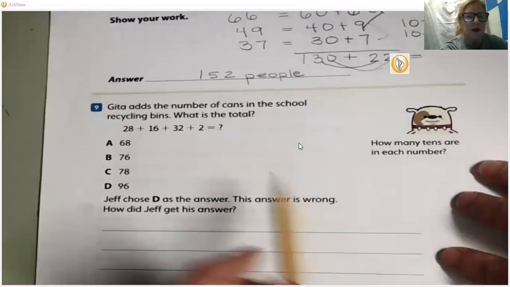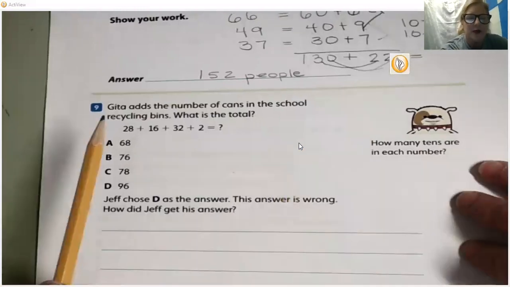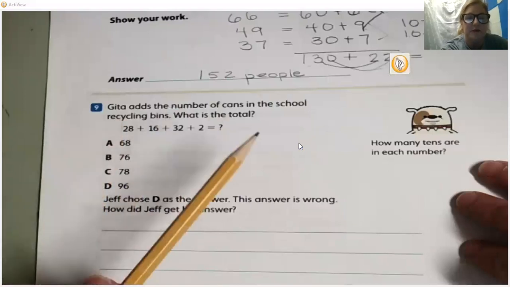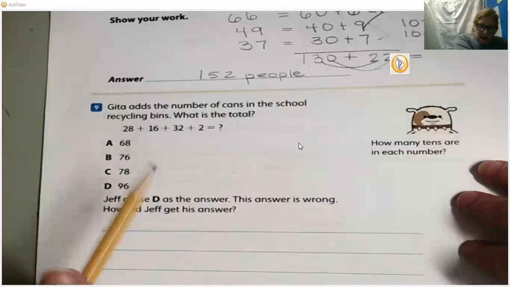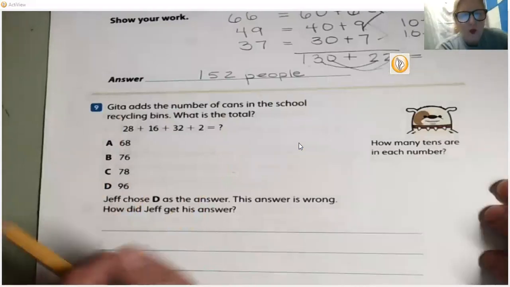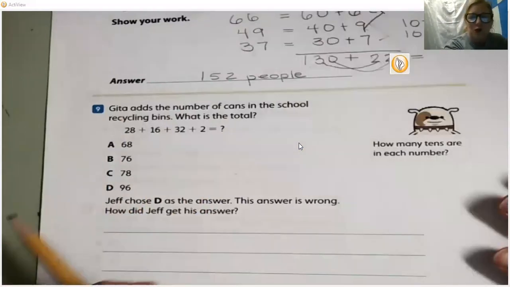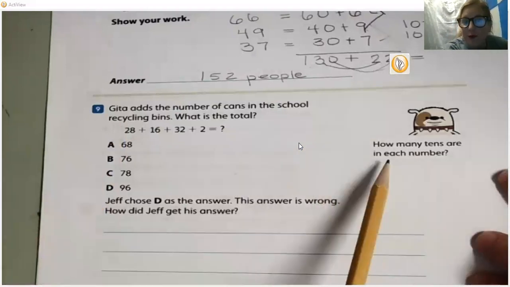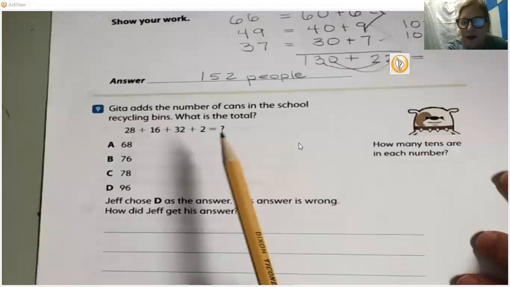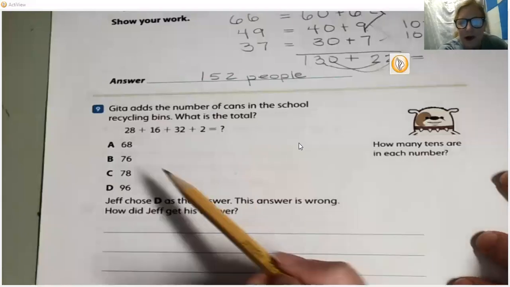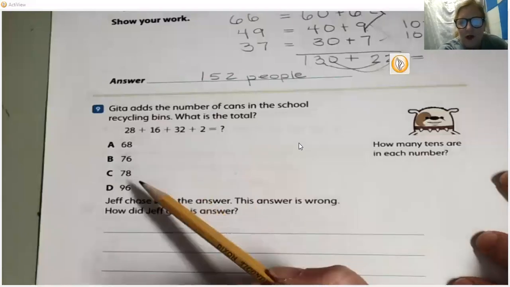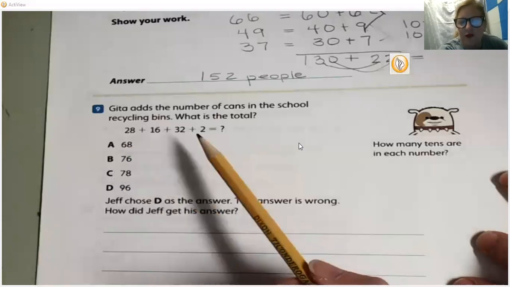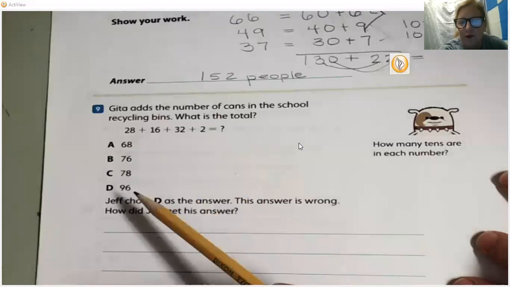Okay, down here says number 9, Gita adds the number of cans in the school recycling bins. Gita has a lot of time on her hands. So what is the total? How many tens are in each number? Let's look at that. So we have some choices here. I want you to figure out how you would add these up to find the total.